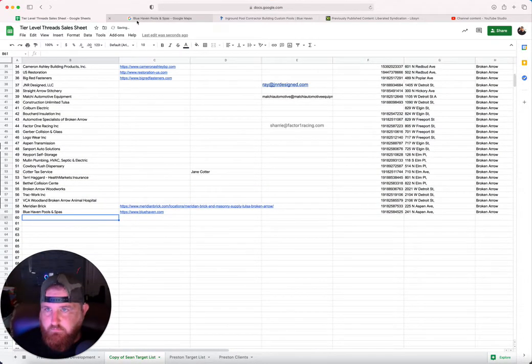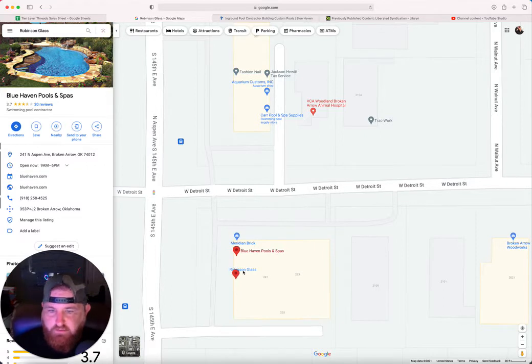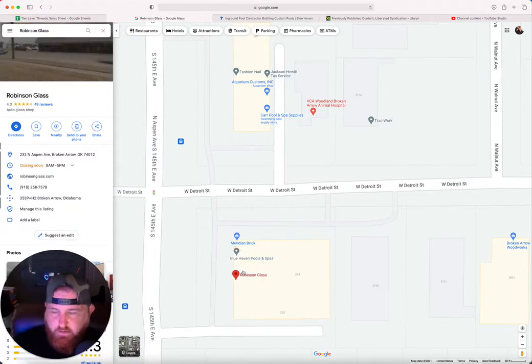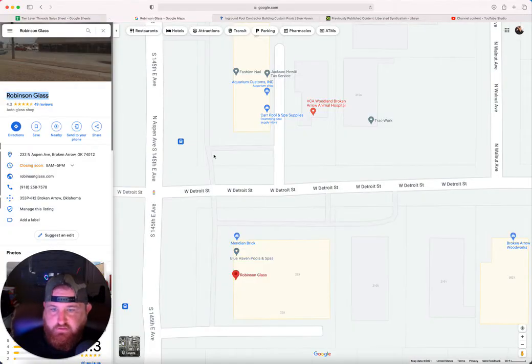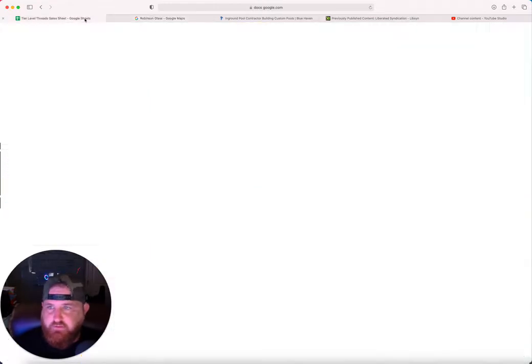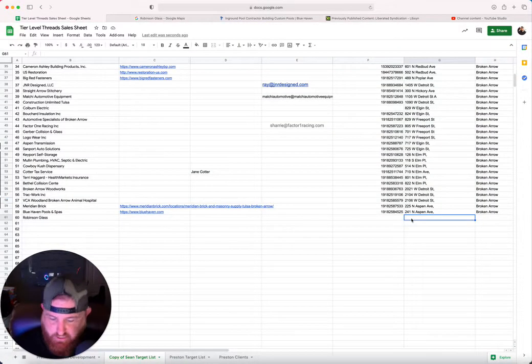Okay, so we're going to keep moving here. Robinson Glass will be the next one. I got good reviews, and they're an auto glass shop. There's a couple auto glass shops back in this area. Again, great opportunity. Just be sure to ask questions like, do you order uniforms or make them for your employees yourself? But if they're using a Cintas or something like that, doesn't mean you're not going to have an opportunity to work with them.